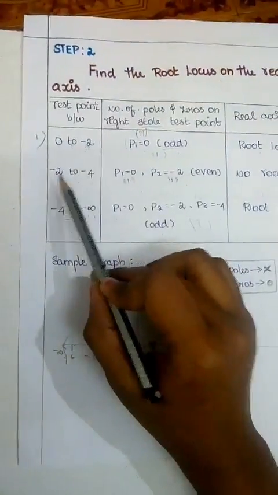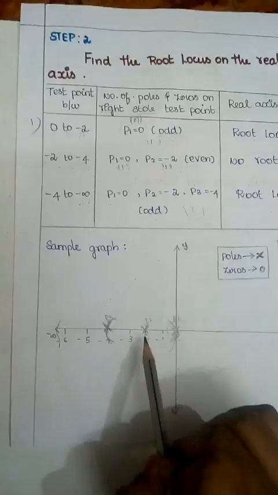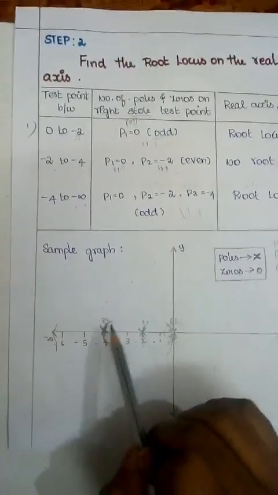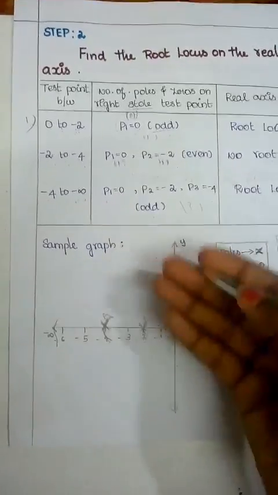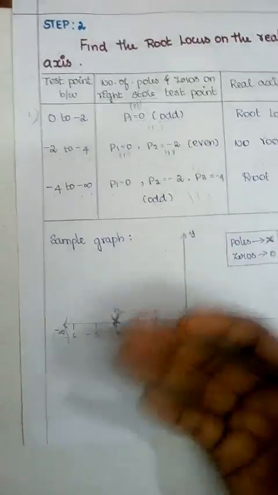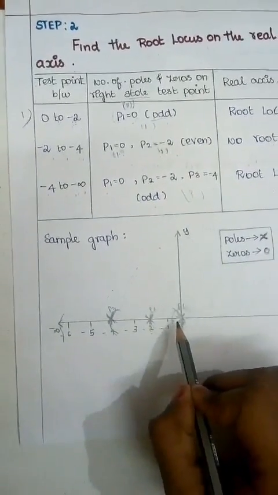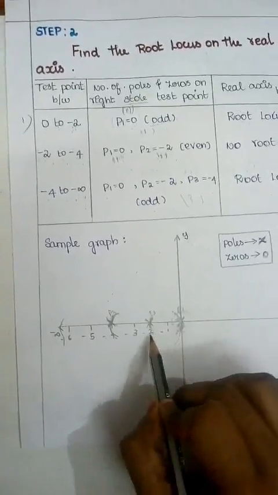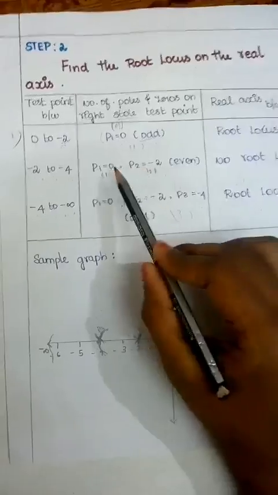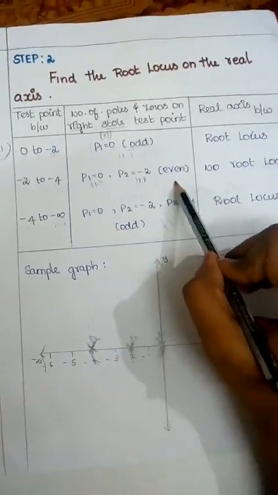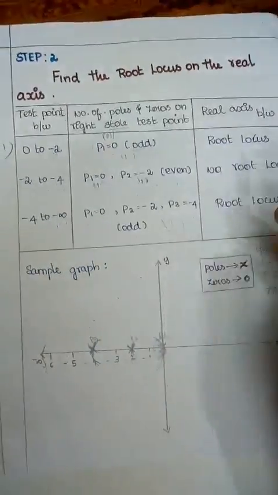Next, minus 2 to minus 4. We take the points to the right, from 0 to minus 4. Only that gives the answer. By the right side method, we had 0 and minus 2, so p1 equal to 0, p2 equal to minus 2. We get 2 numbers, so it's an even number, no root locus on the axis.